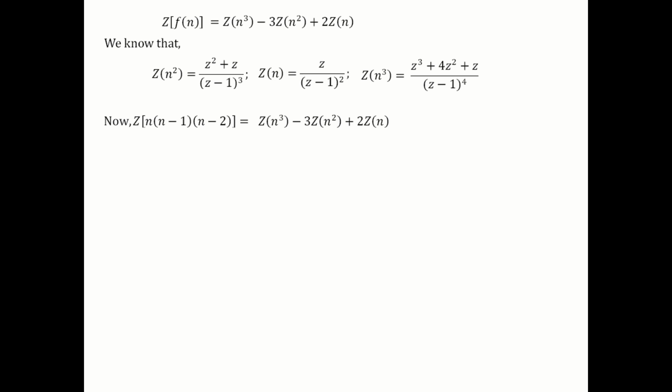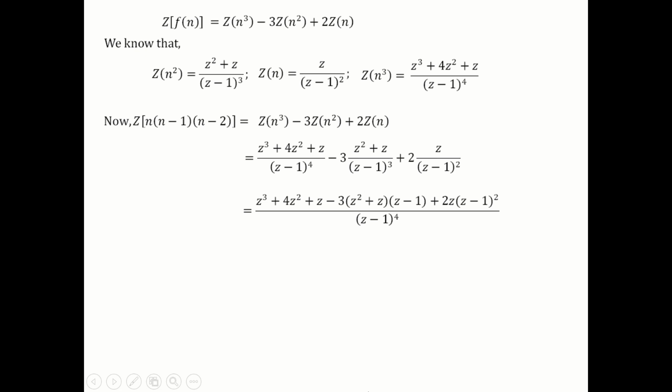So applying this formula, you will get z of n into n minus 1 into n minus 2 is equal to z cube plus 4z square, right? Z of n cube formula, plus z by z minus 1 power 4. Then z of n square formula, minus 3 into z square plus z by z minus 1 whole cube. Then z of n formula, plus 2 into z by z minus 1 square. So LCM is z minus 1 power 4.